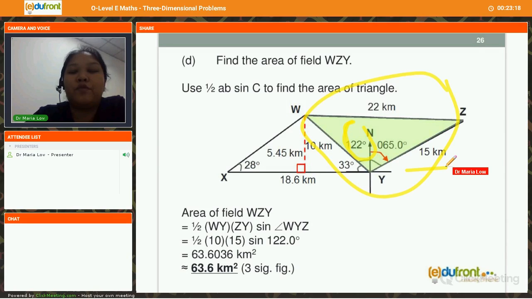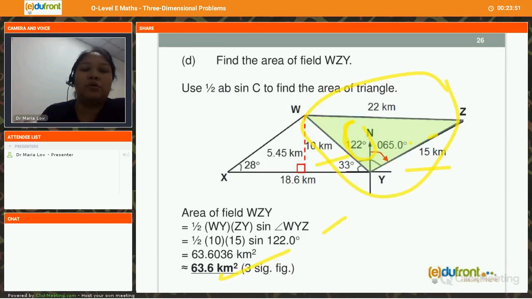Okay, so in this case, we have two of the edges, which is 15 kilometers. We have the other edge, which is 10 kilometers. With the angle that was found earlier using the cosine rule, we can easily calculate it by using half AB sine C. So this is the formula that was used. And then when you actually apply it in, you'll get the answer. And remember, this entire question is given in terms of kilometers. So if everything is in kilometers, your answer for an area has to be in kilometers squared. So that is how you find the area of the field WZY.